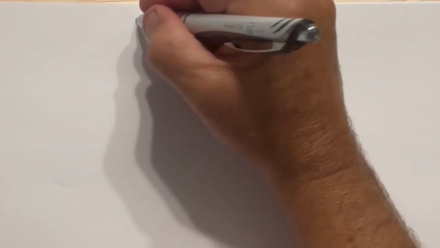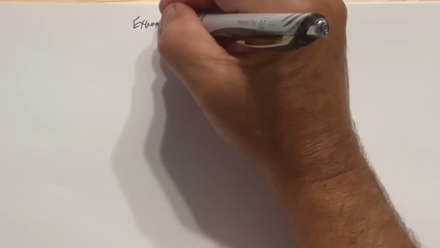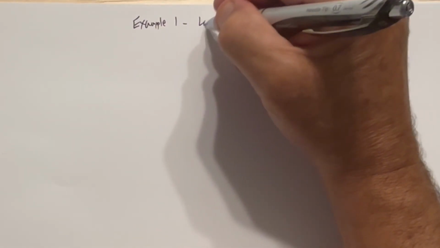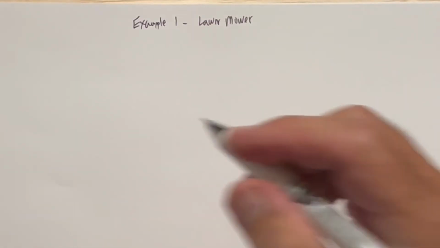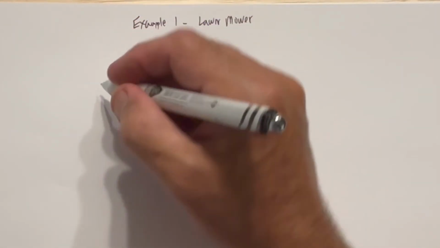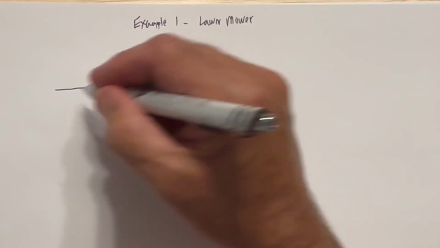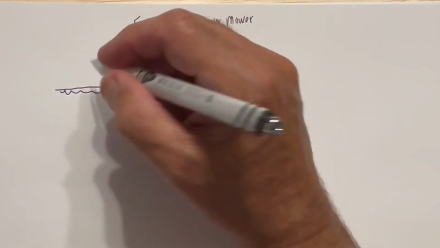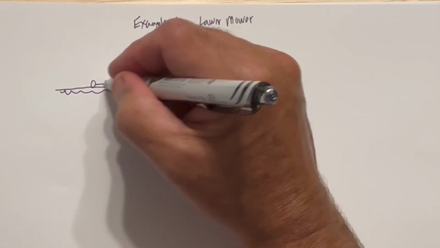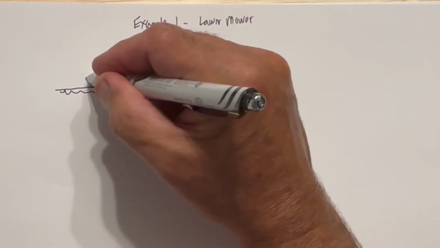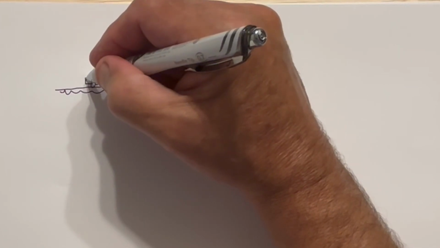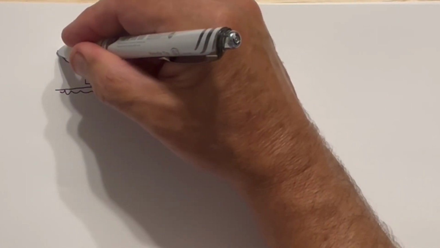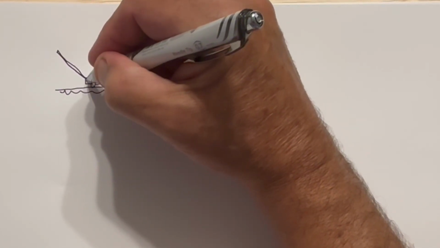Now let's do example 1, and that's going to be with a lawnmower. So let's draw our diagram here. We've got the ground, and there's the mower. I know it's not a very good looking mower, but it'll have to do. It kind of looks like a car almost. Here's the handle coming up.